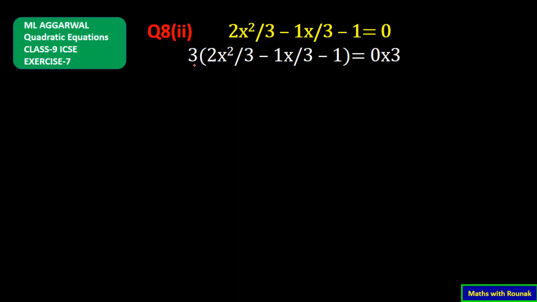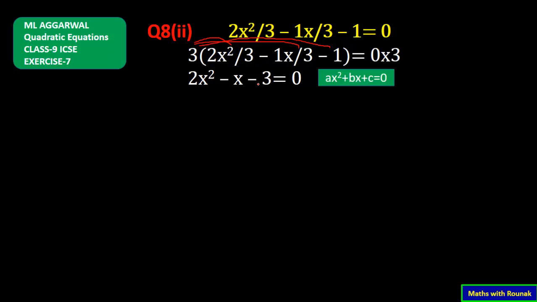Now as we know, 3 will be multiplied to this term, and also to this one. So if we multiply 3 with 2x²/3, 3 and 3 will cancel out. If we multiply 3 with minus x/3, 3 and 3 will cancel out. And if we multiply 3 by negative 1, we will get negative 3. And 0 into 3 will be equal to 0. So we get our equation as 2x² − x − 3 = 0. Now our quadratic equation is in the general form ax² + bx + c, where a = 2, b = −1, and our constant is −3.